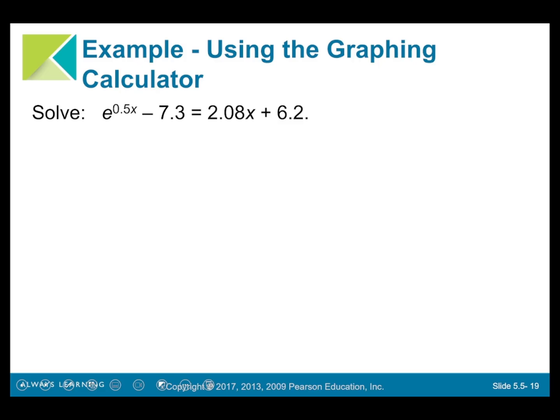All right, time for our last example. We have e to the 0.5x minus 7.3 equals 2.08x plus 6.2. We're going to solve this using our graphing calculator, and we're going to plot y1 equals e to the 0.5x minus 7.3, and y2 equals 2.08x plus 6.2. Then we can just find where they intersect, and we'll be able to find our x value.